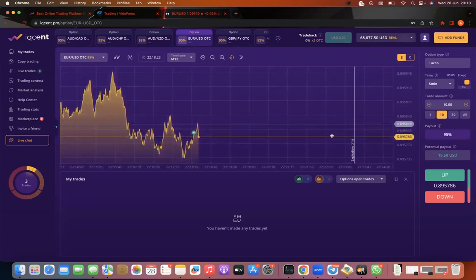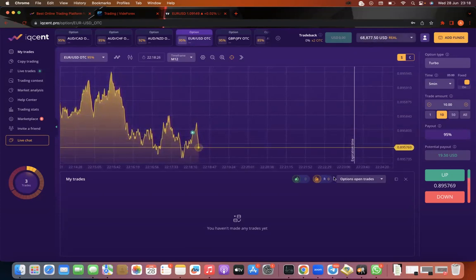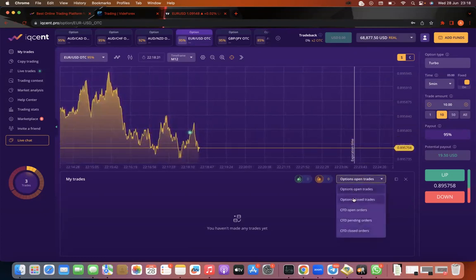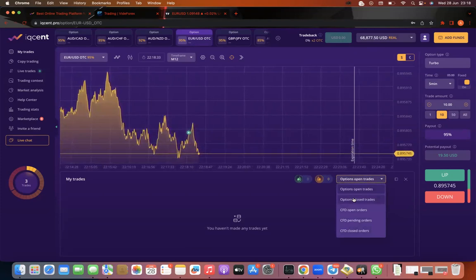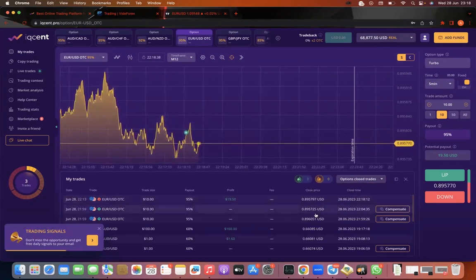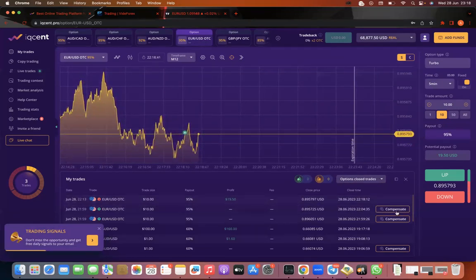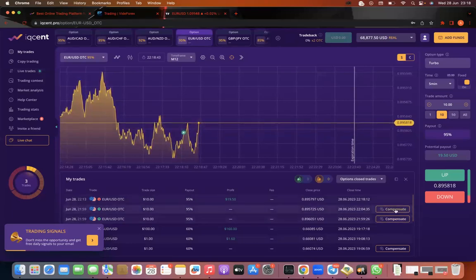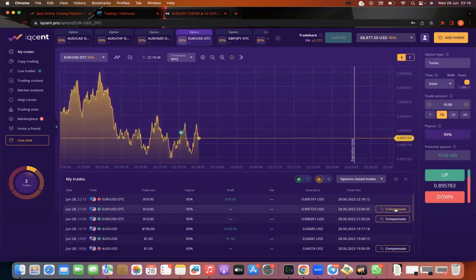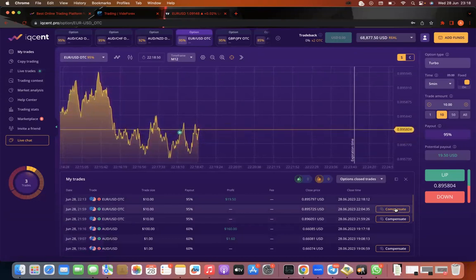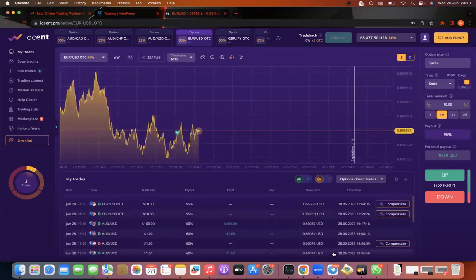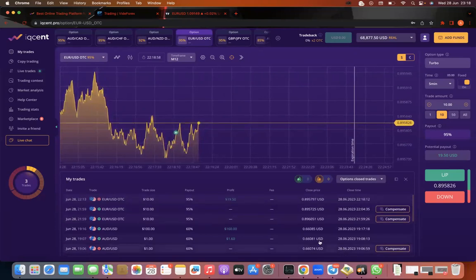Very, very simple. So if I want to see my closed trades, I'll come here under these options of open trades, click on it, and click options, closed trades. So this is actually my closed trades. You can see the ones I can compensate for. All my losses, I can compensate for if I have the option to compensate. I can click on compensate, and I'm going to get my risk amount back. Do you understand?